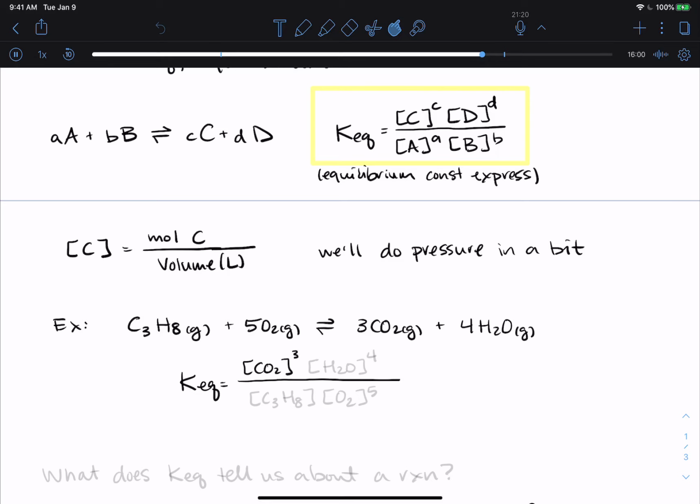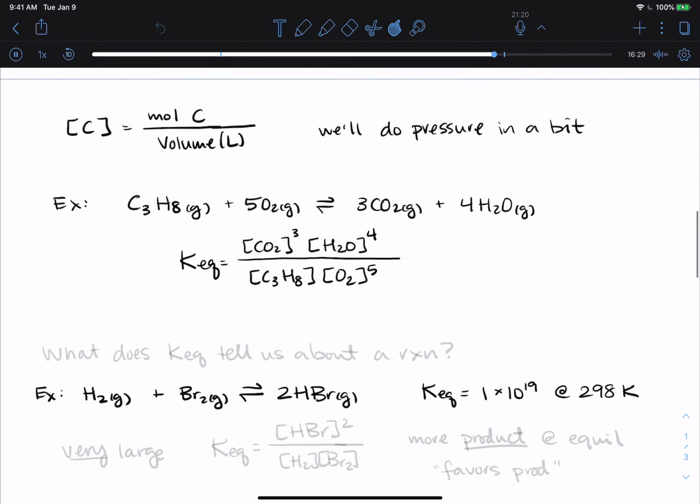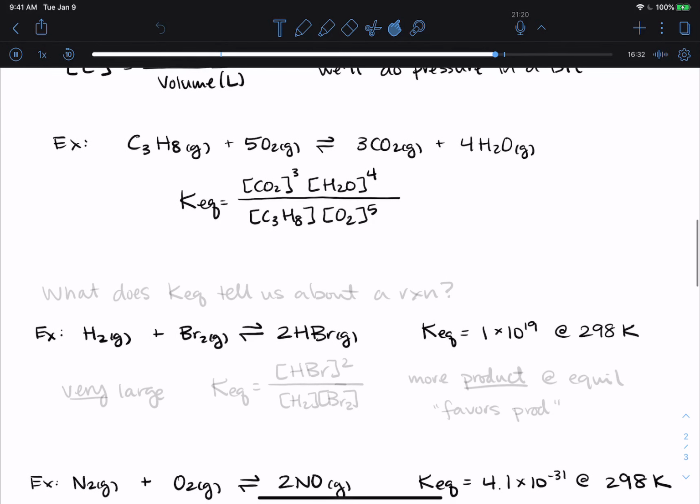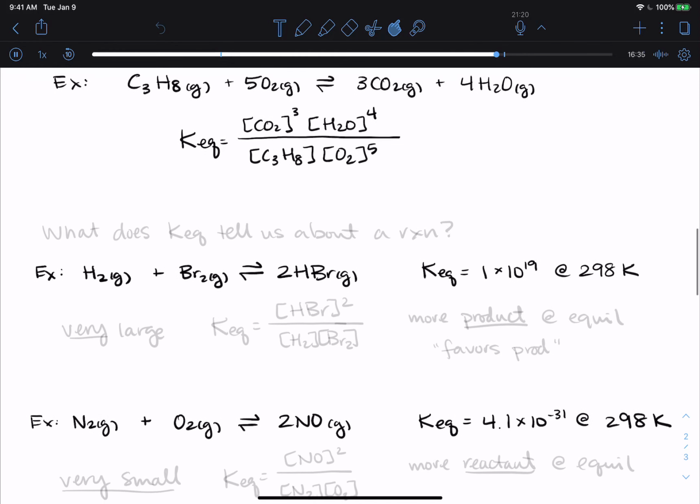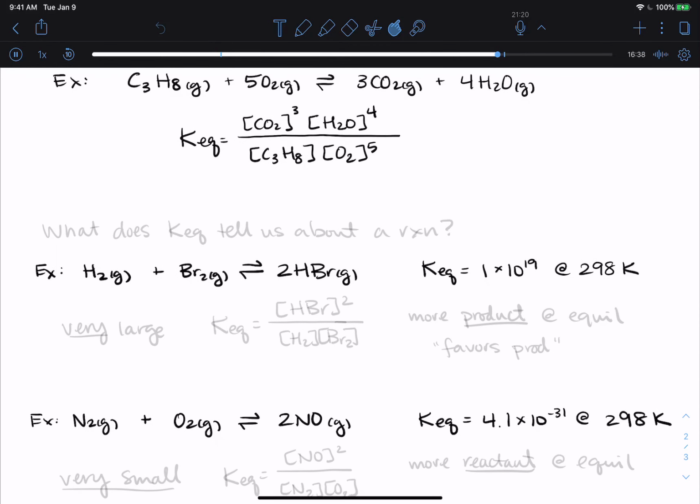so I'm going to raise it to the third power, times the concentration of H2O, that coefficient is 4, so this is to the fourth power, divided by the concentration of C3H8, coefficient of 1, times the concentration of O2 to the fifth power. Okay, that's the expression. Obviously, this is a constant value under given conditions, so we're going to get a number that is also the equilibrium constant, and we can use that value to tell us information about a reaction.